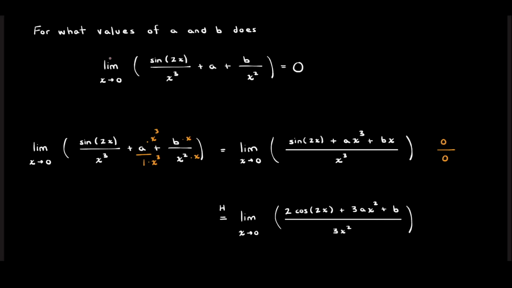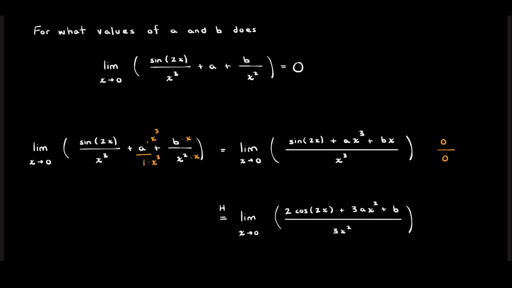The question says, for what values of a and b does the following limit equal 0? The first thing I would like to do is combine all of this into one big fraction. To do that, we have to get a common denominator. You can think of this as over 1, so you multiply this by x cubed on the top and bottom. This one is missing a copy of x, so you multiply by x and multiply by x. That's what we have done over here. Now this allows us to rewrite this as one big fraction with the common denominator x cubed, and the numerator is simply going to be sine 2x plus a times x cubed plus bx.